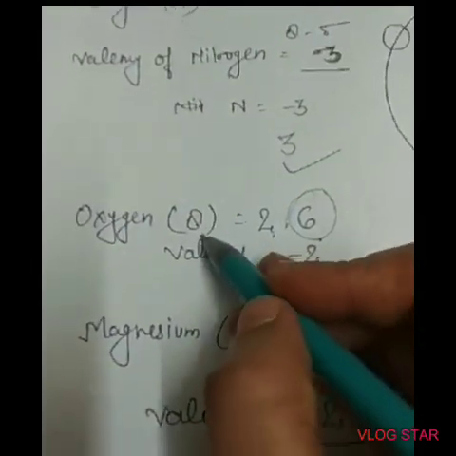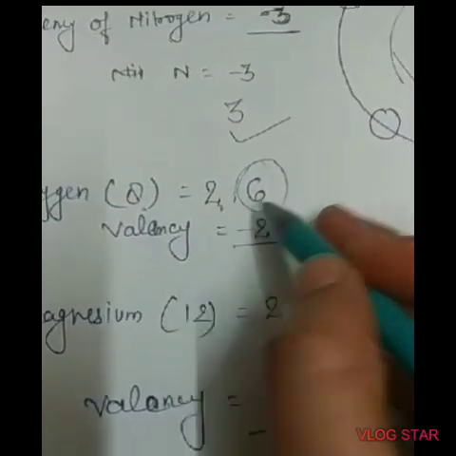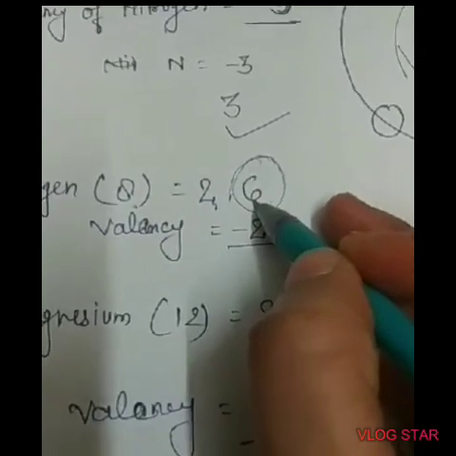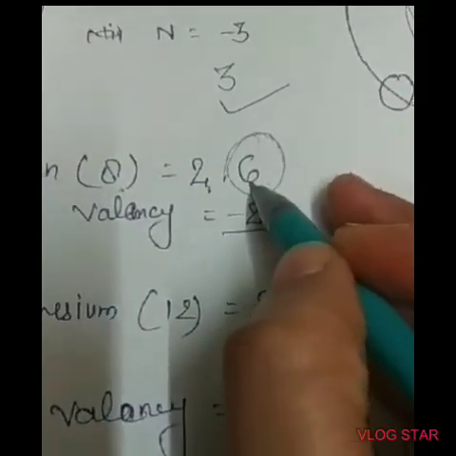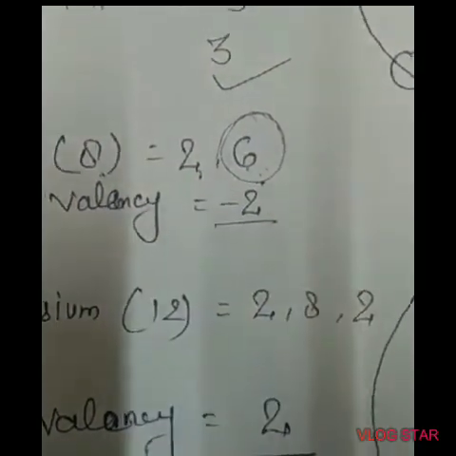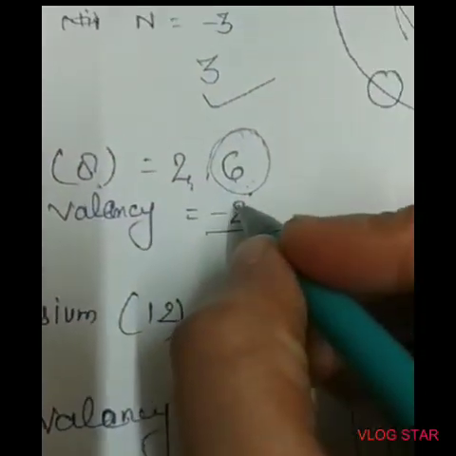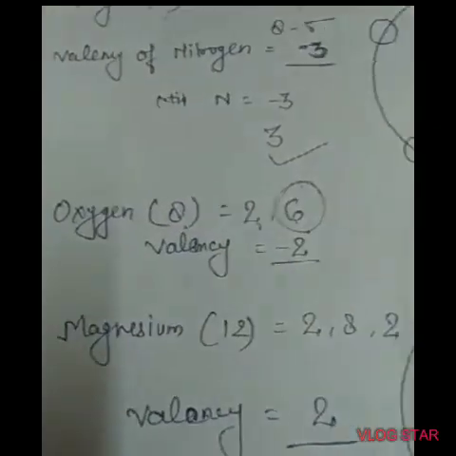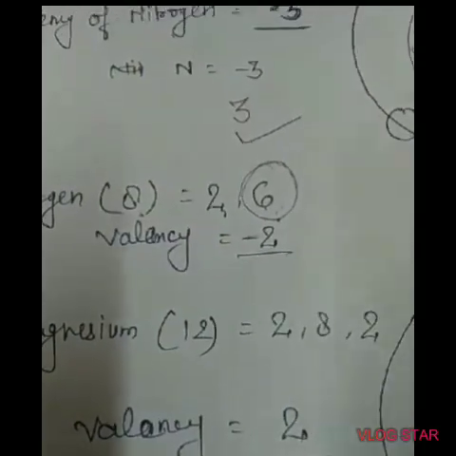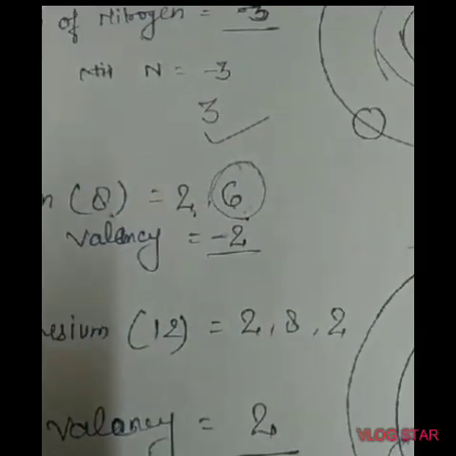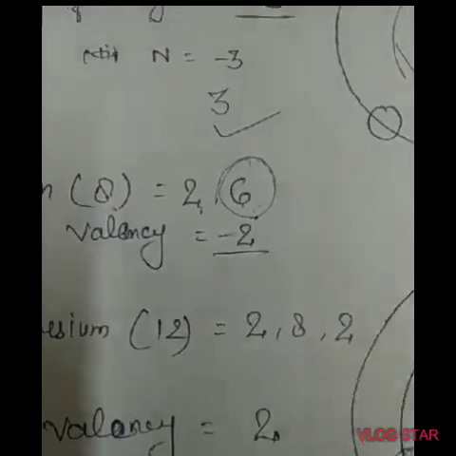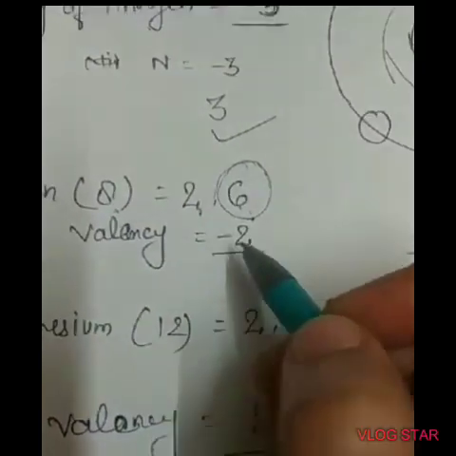Oxygen, atomic number 8, configuration 2, 6. In its outermost shell, how many electrons are there? 6. So what we will do is just subtract 6 electrons from 8. What will we get? 2 electrons. So what is the valency of oxygen? Here you can see I put a minus. Why? Because it is gaining 2 electrons to attain the octet, to attain stability. It is gaining the electrons, that's why I put the minus sign.